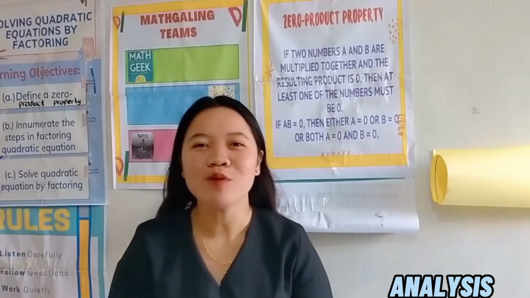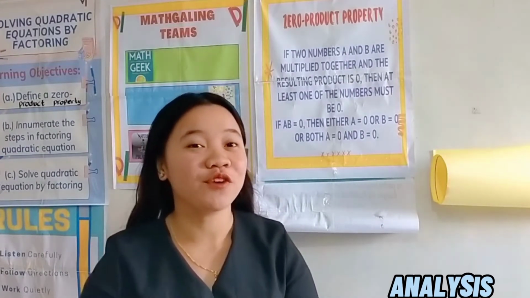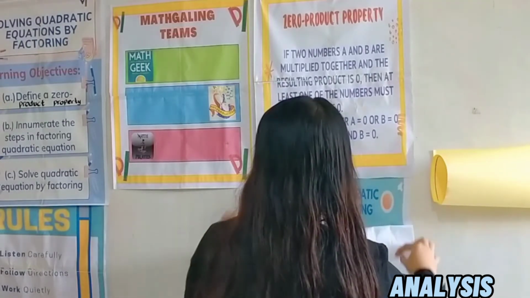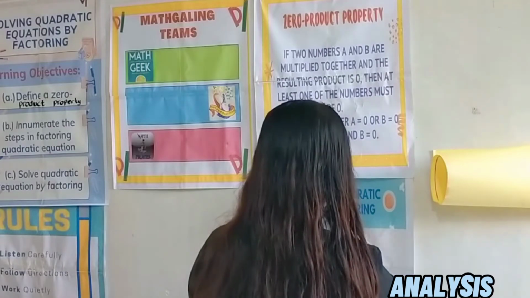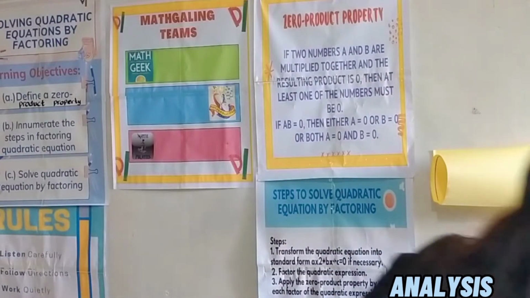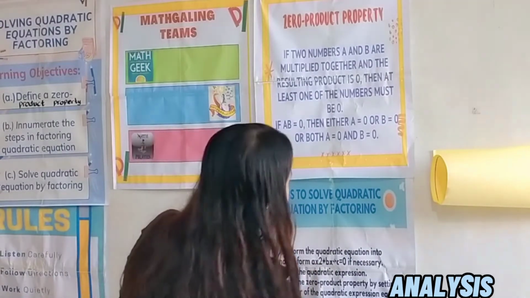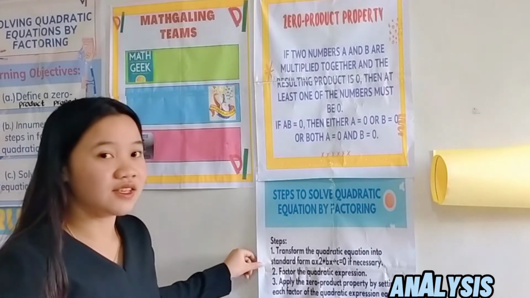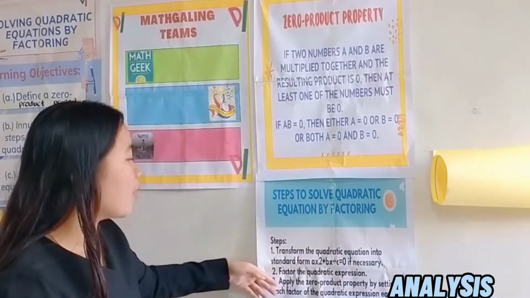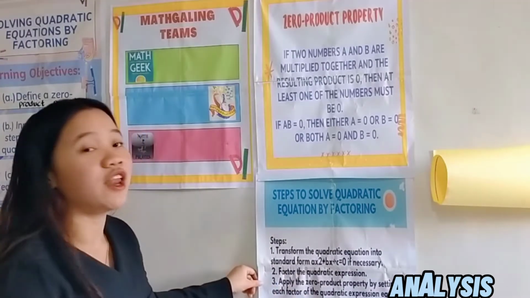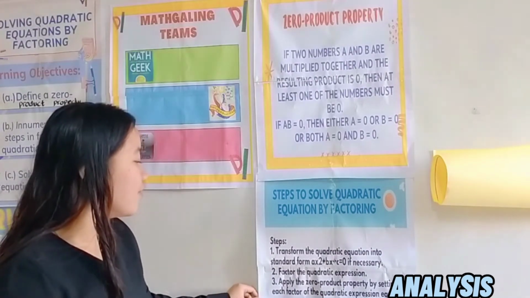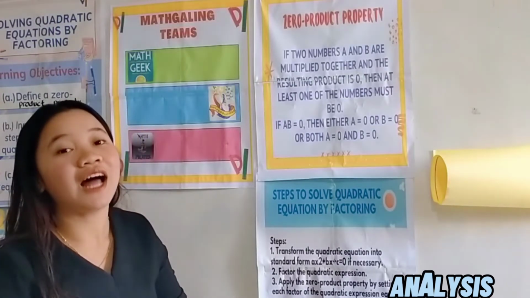Let's go to our second learning objective, which is to enumerate the steps in solving a quadratic equation by factoring. Here are the steps. First, transform the equation into the standard form ax squared plus bx plus c, if necessary. Second, factor the quadratic expression. Third, apply the zero product property by setting each factor of the quadratic expression equal to zero. Fourth, solve each resulting equation. And fifth, check the values of the variable obtained by substituting each in the original equation.